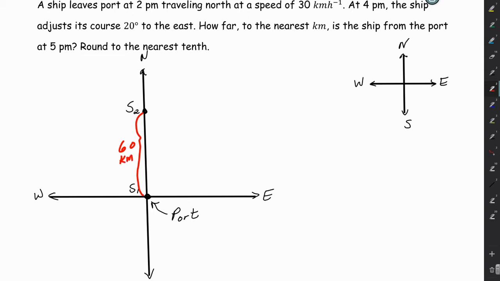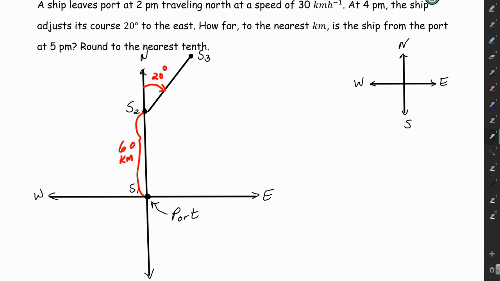Right. Then at 4 p.m., I adjust my course and I'm going to go 20 degrees to the east. So from the north, 20 degrees east. So this is 20 degrees. Right. And so my next position ends here. This is my final position. How far to the nearest kilometer is the ship from the port at 5 p.m.?